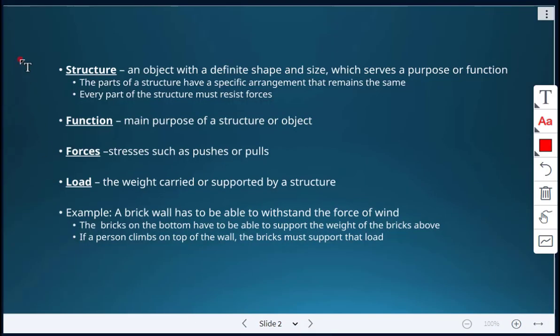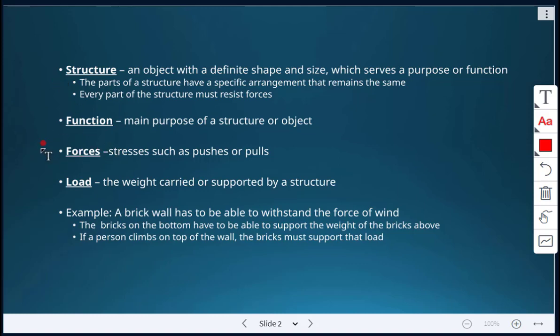So what is a structure? A structure is defined as an object with a definite shape and size. It serves a purpose or function. A function is another word for its purpose. There's a purpose for that structure or object. The parts of a structure usually have a specific arrangement that remains the same, and every part of the structure has to be able to resist forces.